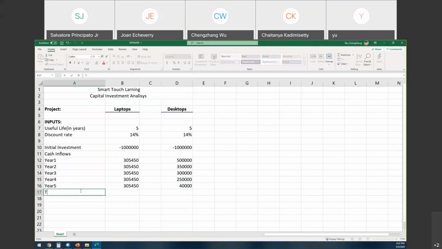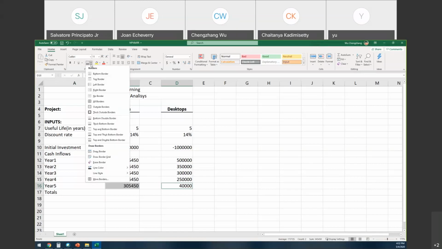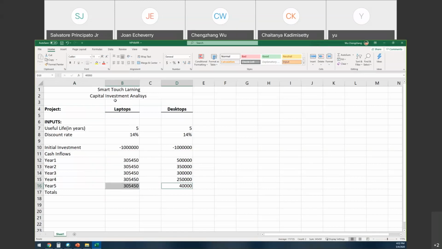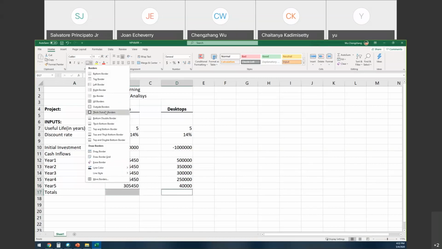We also need a total row. We need to make the last year cash inflow with a bottom border and make the total row a bottom double border.